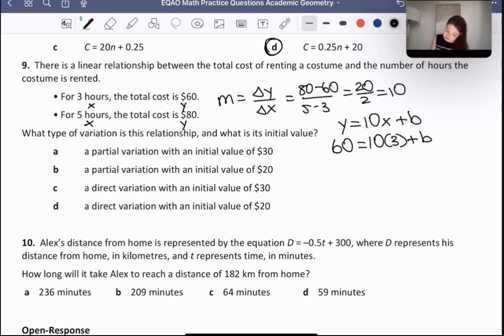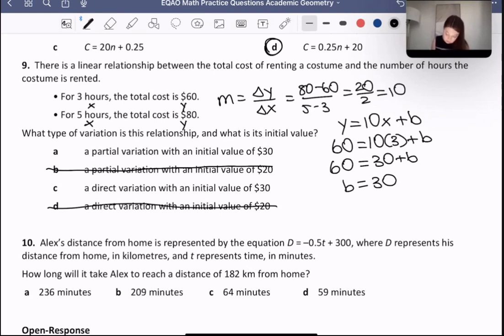And then I'm going to solve. I'm going to say this is 60 equals 30 plus b, which means b is equal to 30. So therefore, the initial value is 30. So we can rule out b and d because they say 20, and the answer is actually 30.